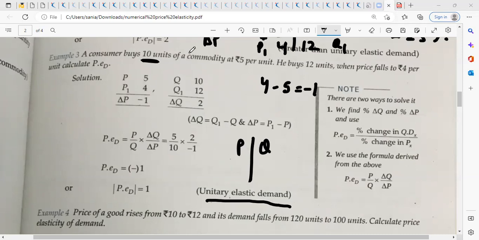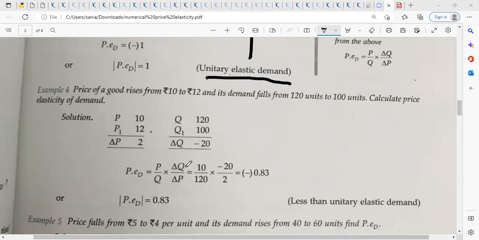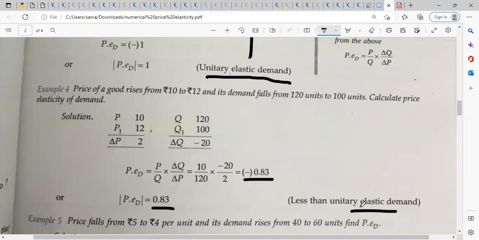Okay, let's check. I hope you got it like this. It is a minus, and then you remove the minus. So it is less than unitary elastic demand, right? Actually, I was confused. I thought I was doing it wrong. I did this 2 times and got the same answer.